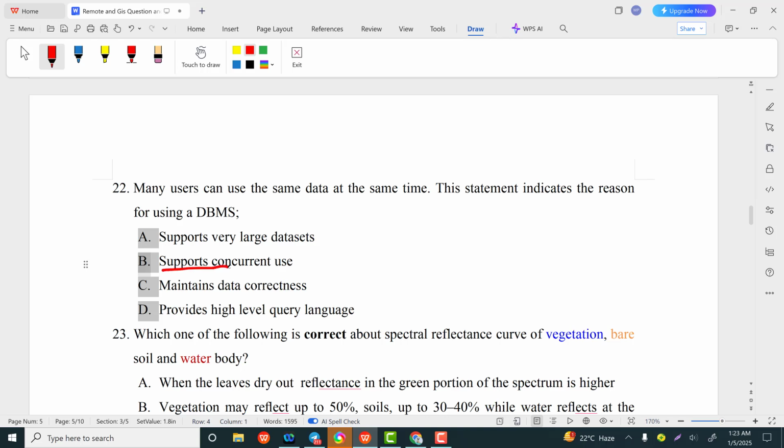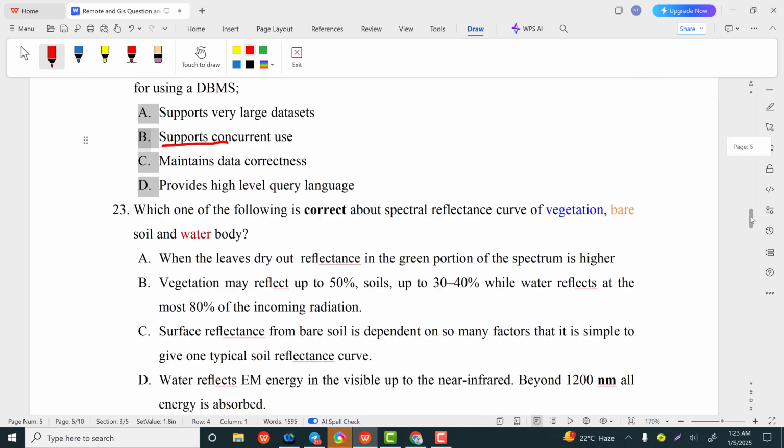As you know, a database management system allows multiple users to access and use the same data at the same time without interference. This is a key feature that ensures efficient and smooth operation in a multi-user environment. It manages access control, logs and transactions to ensure that users can work concurrently without causing data corruption or inconsistencies.